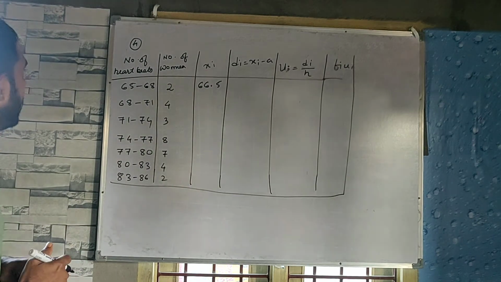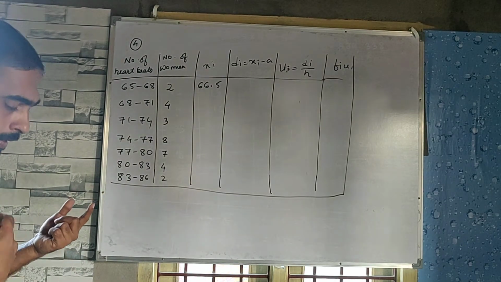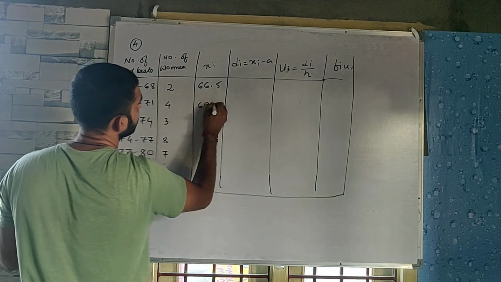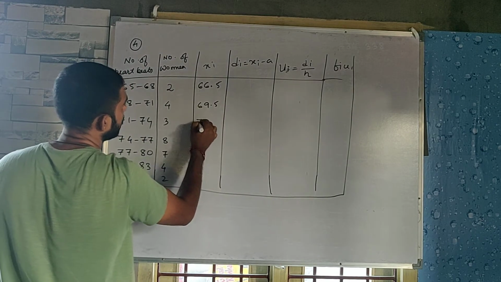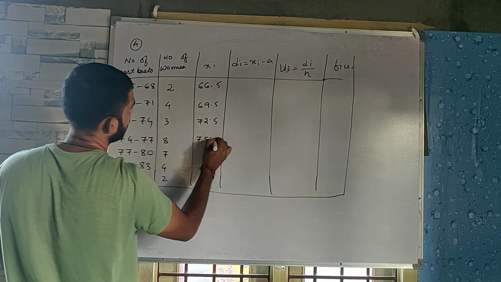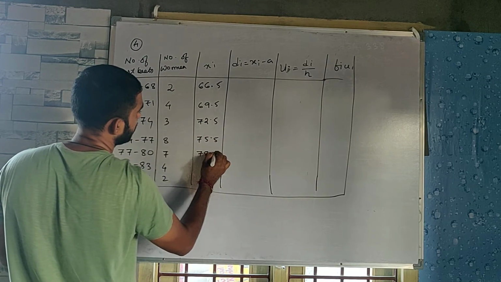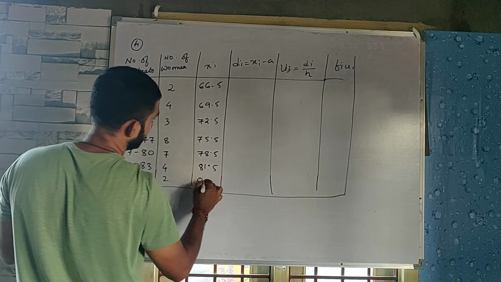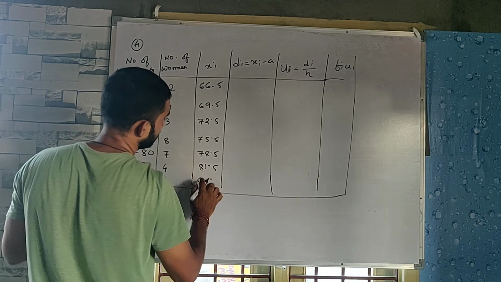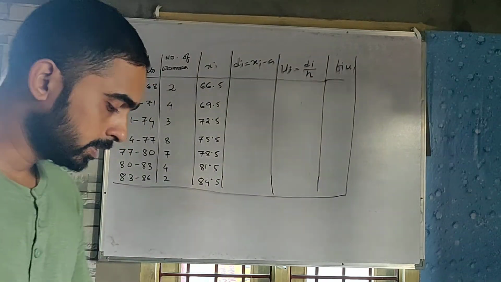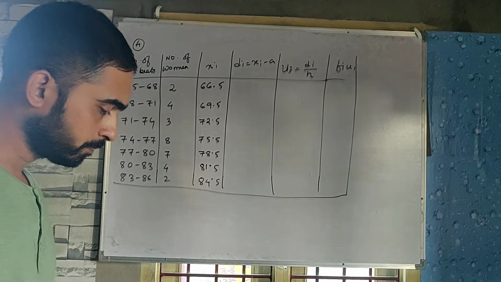Next one, 139, what is the answer? 69.5. With a difference of 3, we get 72.5, 75.5, 78.5, 81.5, then 84.5. These are the class marks.